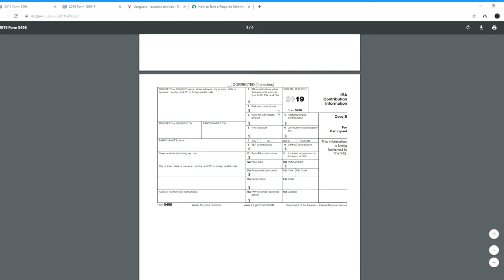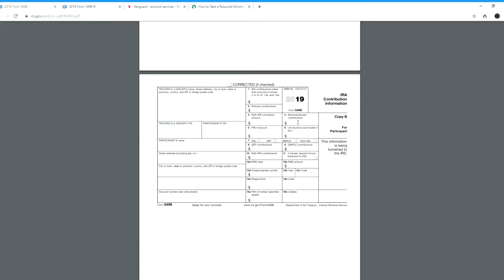And there's going to be some information on here. If you did any rollovers, it's going to appear in box number 2. Now, direct transfers are something different. That's not going to appear on here. If you did a direct trustee to trustee transfer, that won't be on here, but a rollover would. Any kind of Roth conversions, recharacterization. I mean, some of this is going to be beyond what I'll get into right now. Recharacterization is basically taking back contributions that are classified one way.